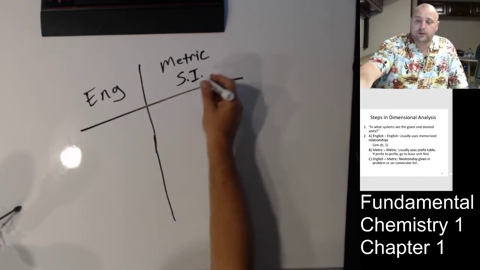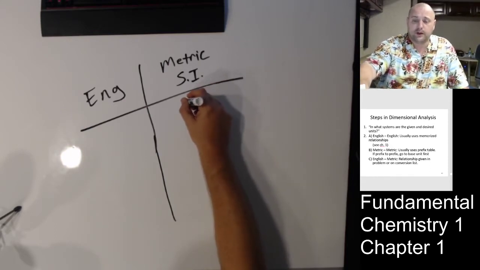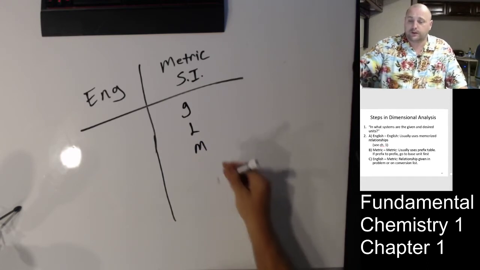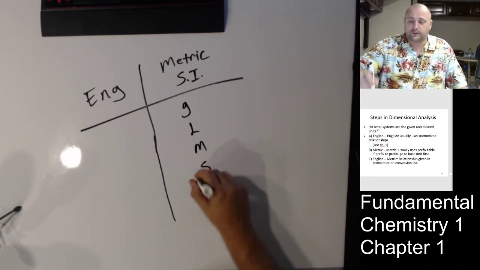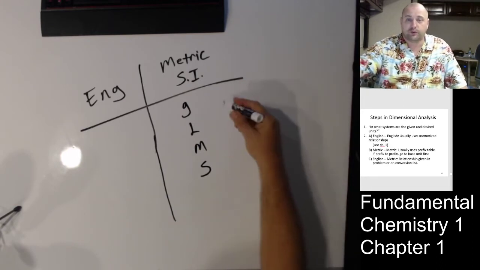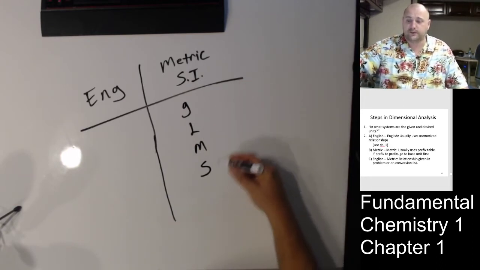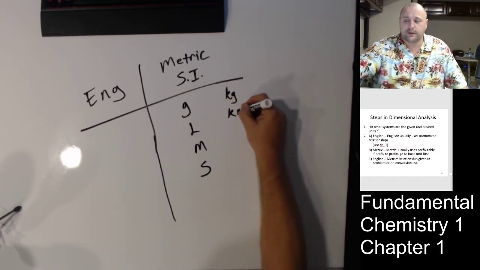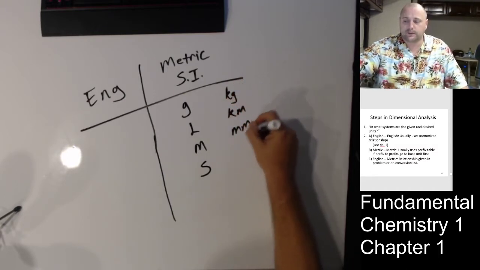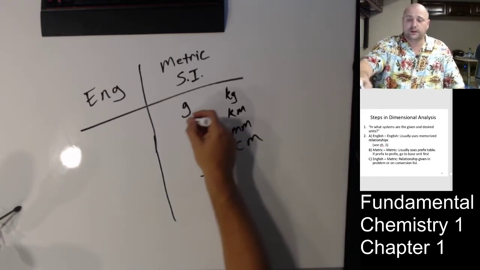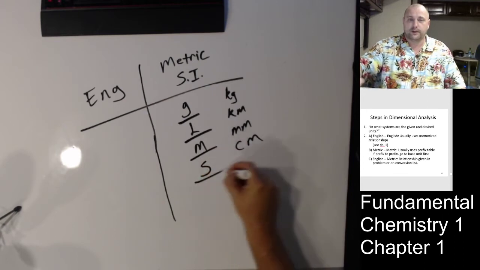All right, the main things you need to know in metric are grams and liters and meters. You might also see seconds. But you're also going to see prefixes with these. These are the base units. So you're going to see stuff like kilograms and kilometers and millimeters and centimeters. You just get used to seeing them, and what you're looking for are these base units.